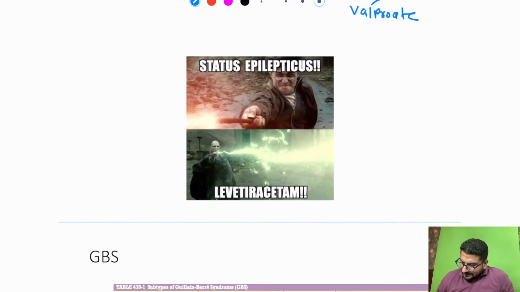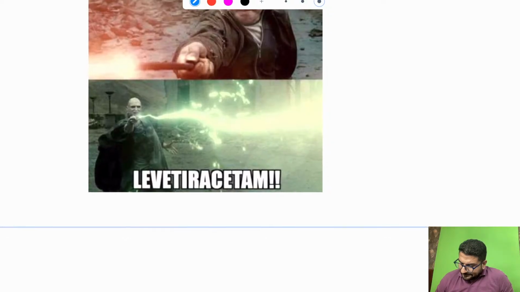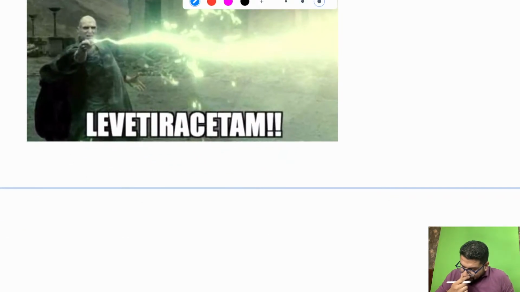Okay, now understand we have status epilepticus and levetiracetam. I want to convey something about two drugs. I want to tell you about two drugs. This levetiracetam and one more drug that is called lamotrigine.